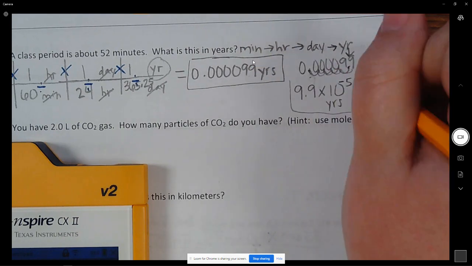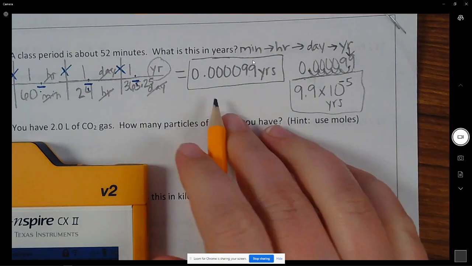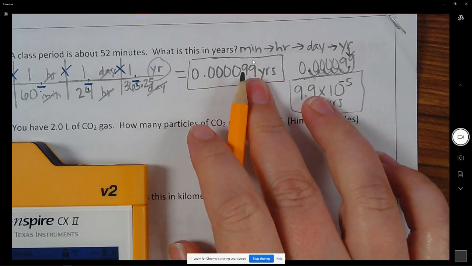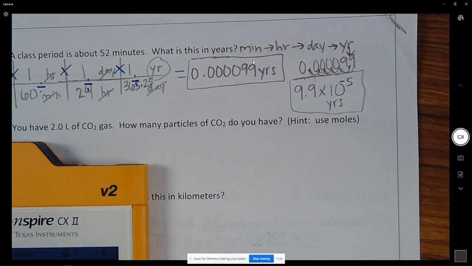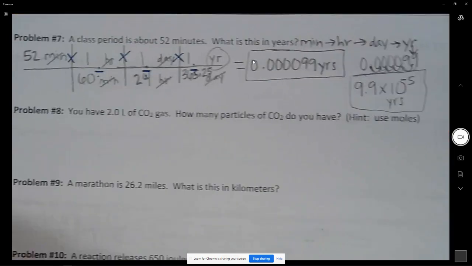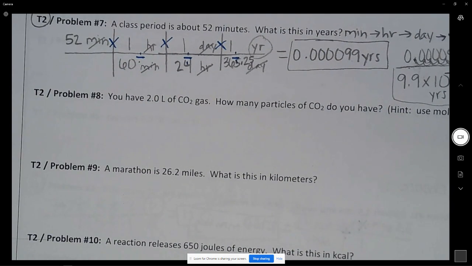So either way you put your answer is fine. The way the calculator gave it, it already gave it to you at 2 sig figs, so you didn't need to worry about it. Okay. So that's how you do tier 2 problems.